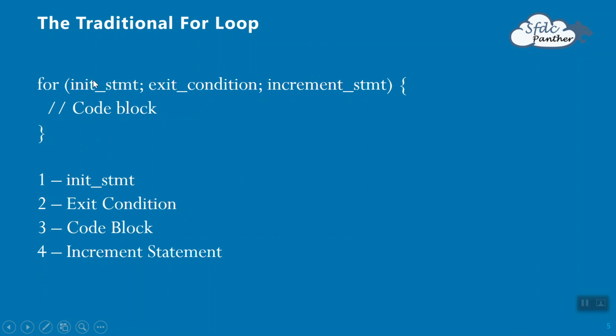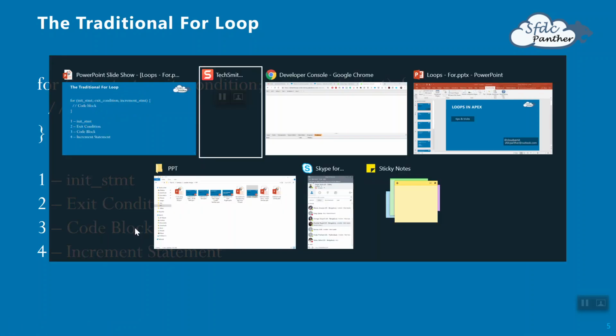The init condition is executed only once, and then the other conditions are executed repeatedly. That means it will check the exit condition, go to the code block, and check the increment condition, then again check the exit condition, and then go back to the code block. So these points 2, 3, and 4 are the repeated process. So let's go ahead and check how this works.